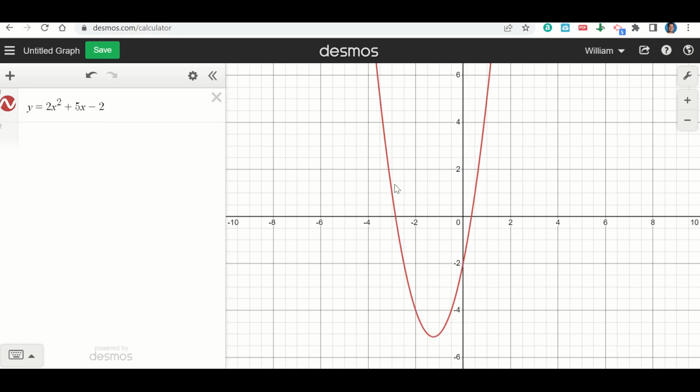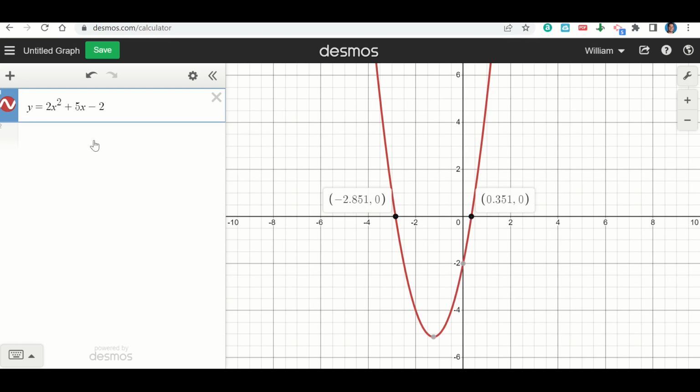Well, as we can see, we have our graph that pops up here. And there's two places where it crosses the x-axis. That represents the roots. So if I click on it, I'm going to find the x-coordinate, which is right here. And I can see that the root for this one on this side is negative 2.851. And if I go to the other side, the root on this side is 0.351.